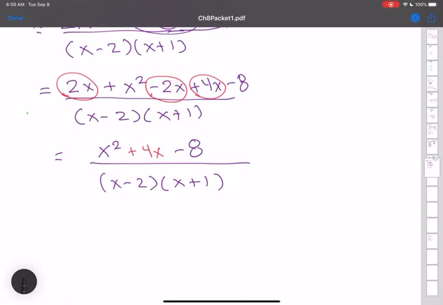So now we try to go ahead and factor the top. So we look at a times c. So that would be, let's see, we have 1 and -8, so it'd be -8. And b is 4. So we try to find two numbers that multiply to -8, but add to 4. And after trying that for a while, you would see that that top part is prime. We can't factor it any further, so that is our final answer. We would leave it just like this.